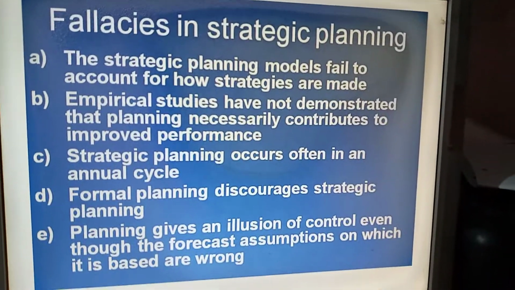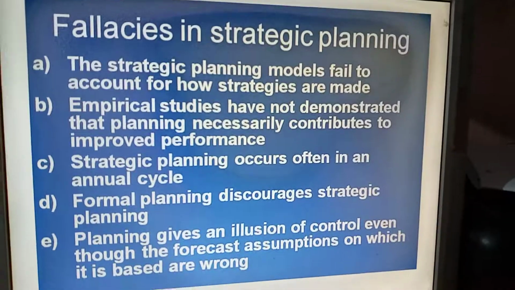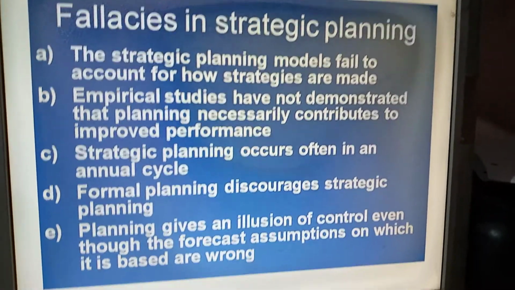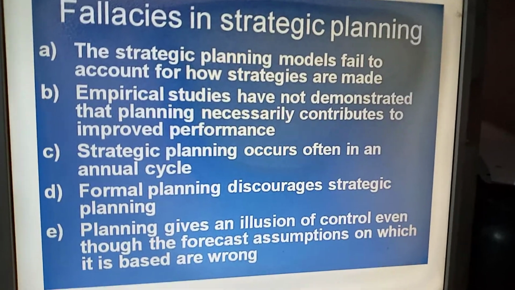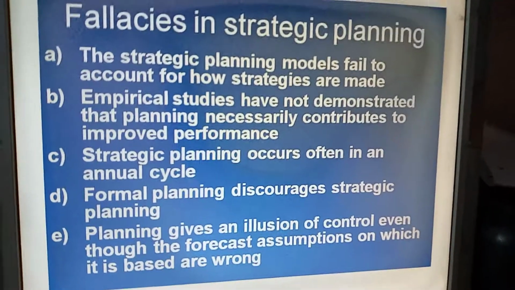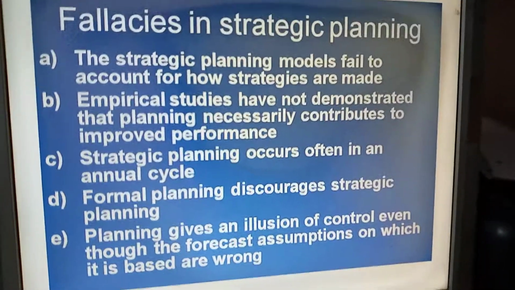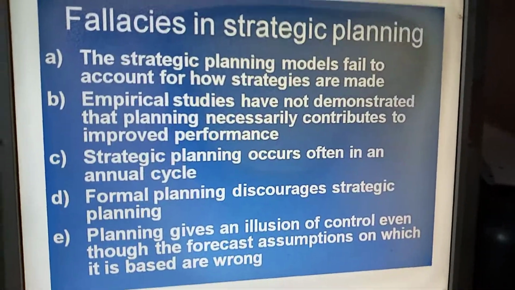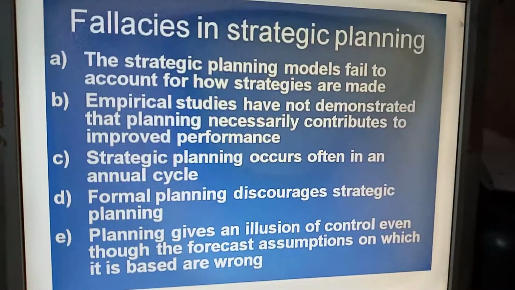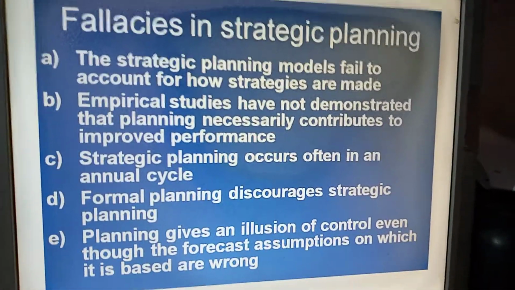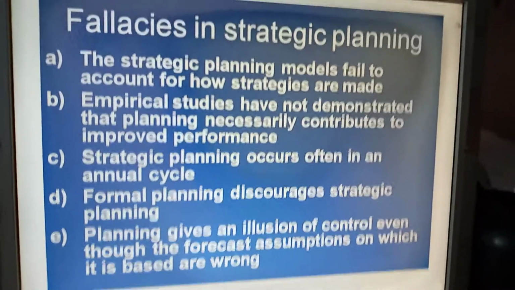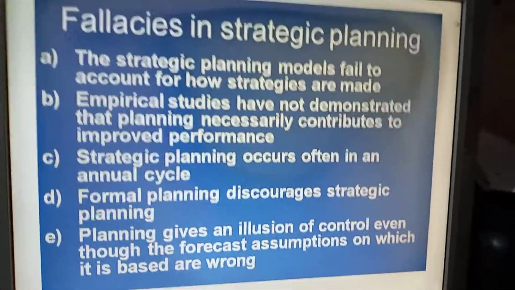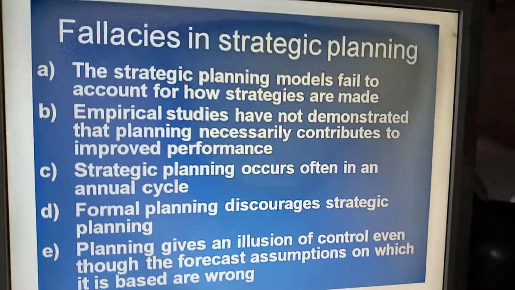Fallacies in strategic planning. The strategic planning models fail to account for how strategies are made. Empirical studies have not demonstrated that planning necessarily contributes to improved performance. Strategic planning often occurs in an annual cycle. Formal planning discourages strategic thinking. Planning gives an illusion of control even though the forecast assumptions on which it is based may be wrong.